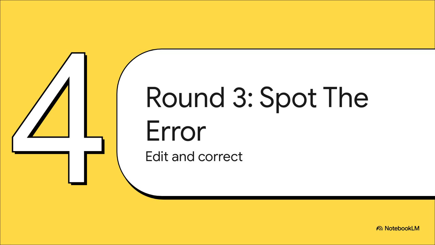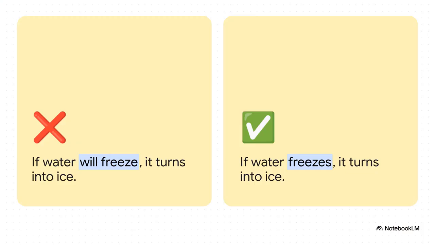All right, Section 4, Round 3, Spot the Error. Watch out for traps here. You see, as C1 learners, your job isn't just to build sentences, it's to edit them on the fly. You have to watch out for these common grammatical traps. Take a look at this first sentence on the left. If water will freeze, it turns into ice. No way, right? The error here is using will inside the if clause of a zero conditional. We literally never put the future modal right next to the if in these basic conditionals.